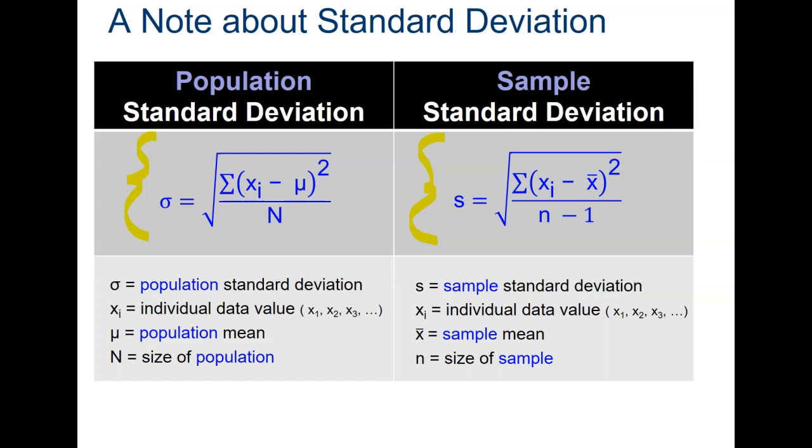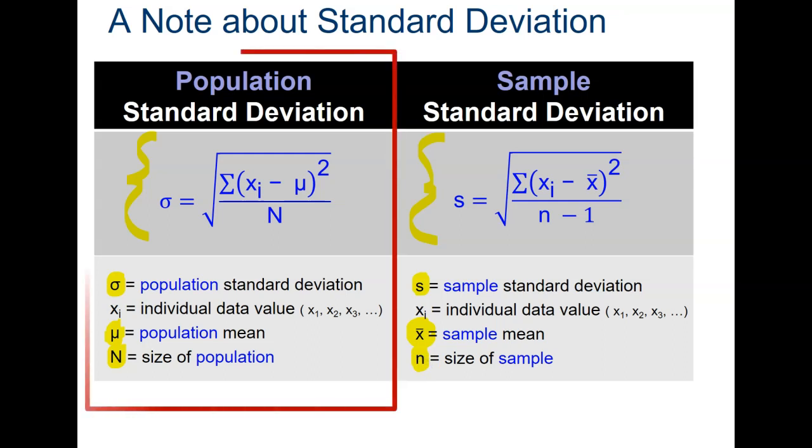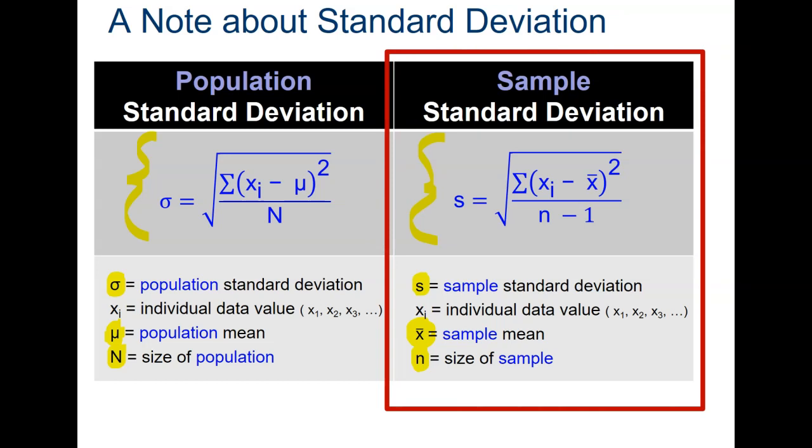Okay, so some differences are in population, we're using the Greek letter sigma. In a sample, we're using a lowercase s. The individual data values are the same, but if you look at population, we're using mu for mean, and in this case, we're using x bar or bar x for the sample mean. So this tells us that it's not the complete population. Over here, if we are talking about the size of the population, we're using a capital N. If it's a sample, we're using a lowercase n to help us remember we didn't measure every one of these. So this is the population where everybody is measured, and this is the sample standard deviation where we measure a subset.